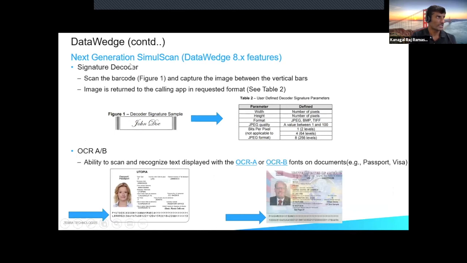So the next generation SimulScan also supports other features like the signature decoder. If you have a signature between certain vertical lines, you can enable that feature, scan it, and send it to your application. Once you scan it, you can define the format you want, and based on that format you defined, you'll get the data in your applications. So this signature decoder is not a new concept in SimulScan, but it's added to SimulScan.